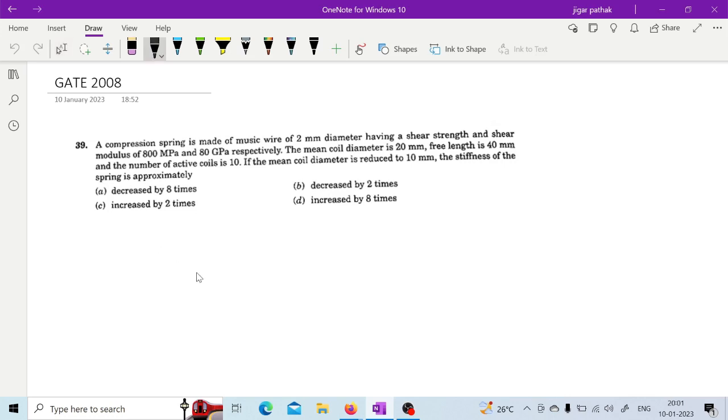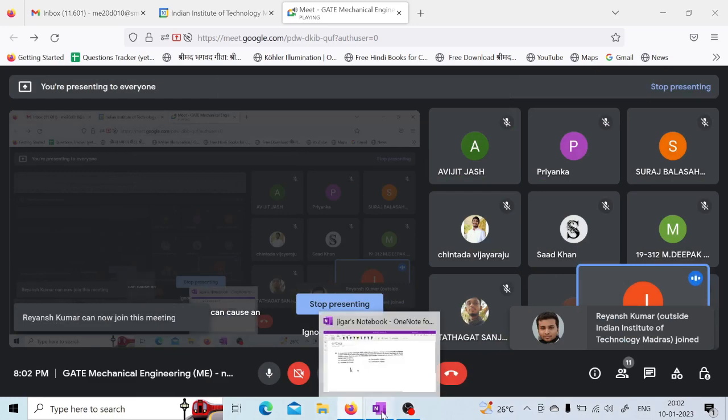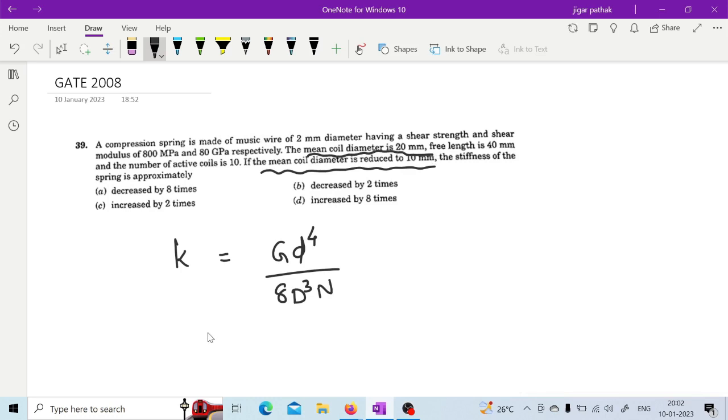So first, do you recall the stiffness equation? Anyone recall the stiffness equation? G D power 4 upon 8 D cube N, right. So what they are asking is if the mean coil diameter is reduced to 10 mm. Previously the mean coil diameter was 20 mm, right? So what will happen to stiffness? If you consider K1 and K2, then how is it varying with respect to this coil diameter? It is inversely proportional to the cube, right? Means it is proportional to the inverse cube of this mean coil diameter, correct?